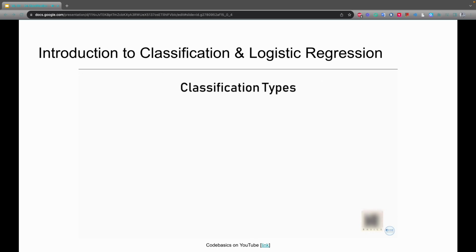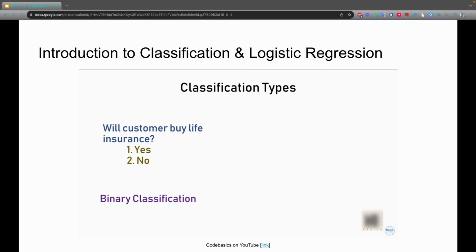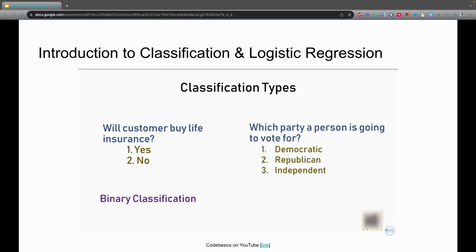Now, in the classification examples that we saw, there are two types. So the first example was predicting whether a customer will buy insurance or not. Here, the outcome is simple yes or no. This is called binary classification. On the other hand, when you have more than two categories, that example is called multi-class classification.